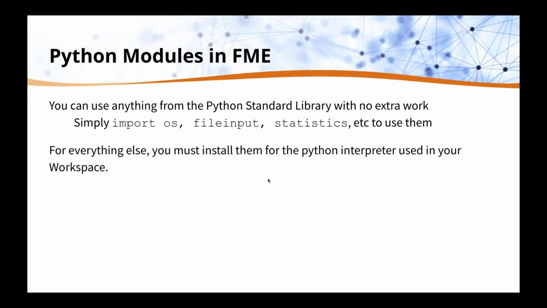Basically, out of the box, you can use anything from the Python standard library with no extra work. You can simply import them, os, file import, statistics, whatever it is you need to use, and it'll run no problem wherever you publish that workspace as long as there's a Python interpreter available. But for other things, you'll need to make sure to install the libraries that you need in order for FME to be able to use them. So you need to install them for the Python interpreter used in your workspace. So how does that work?